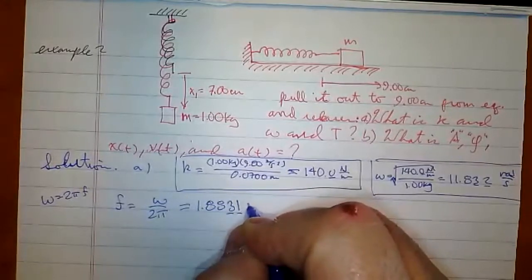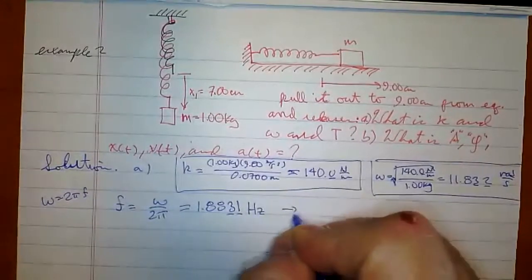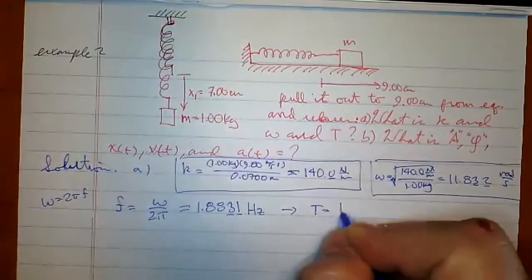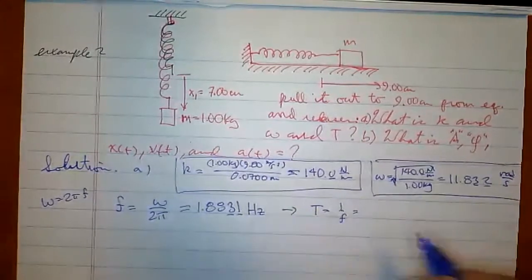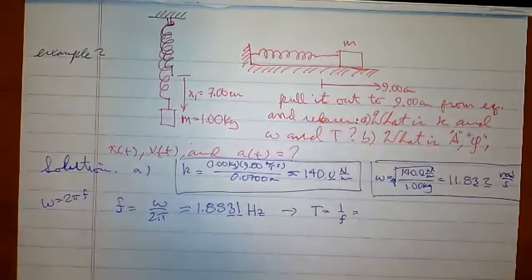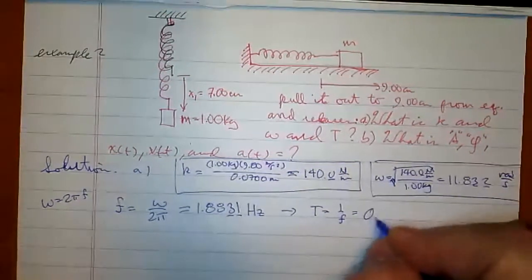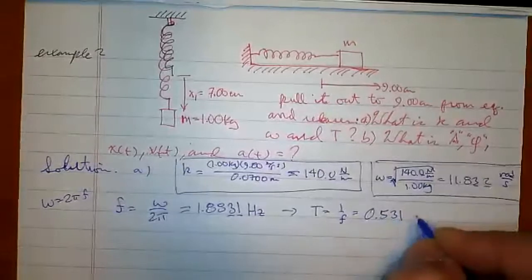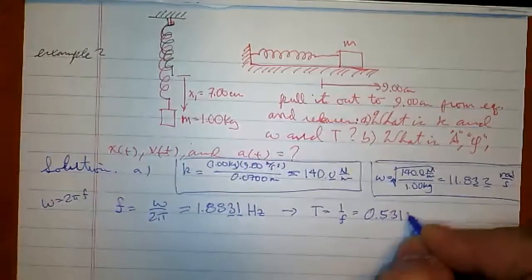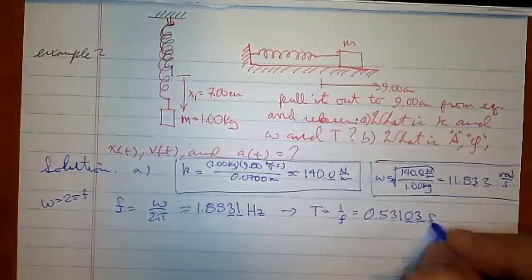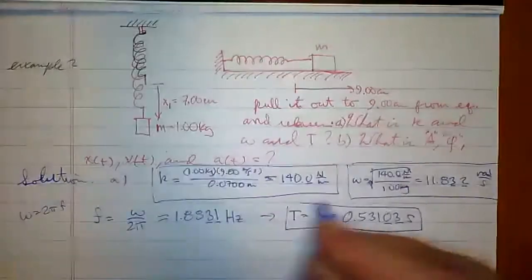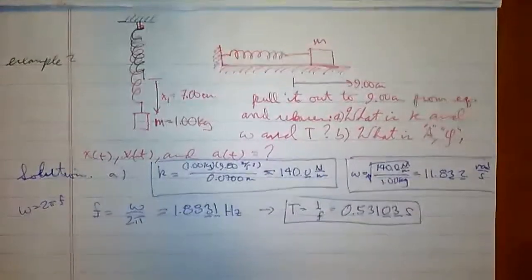And that's hertz, our cycles per second. And that means the period is 1 over the frequency, and that's seconds per cycle. So you can just call it seconds. So I'll say 1 divided by that answer, and I get 0.53103 seconds. So there's our period. So we basically got part A done.